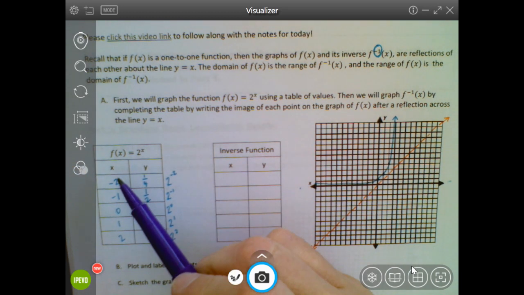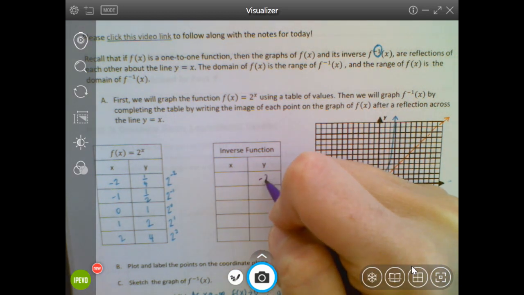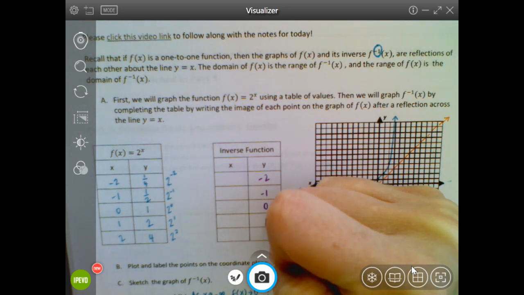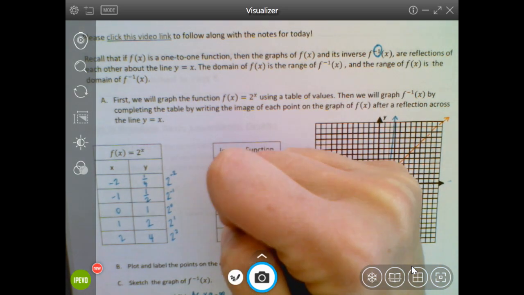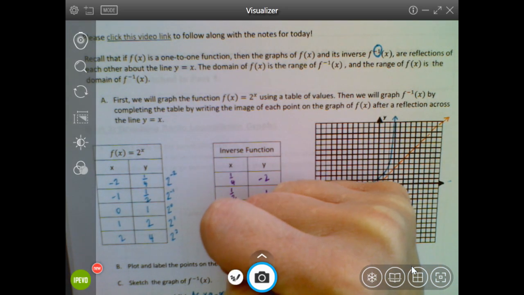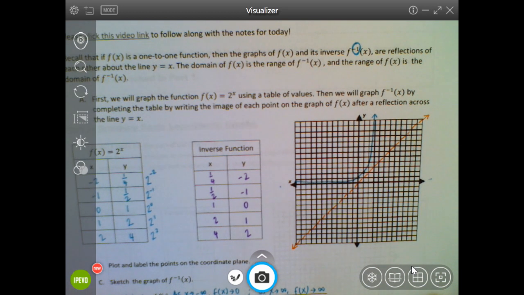So now my x column over here is going to become my y column over here. So put my -2, -1, 0, 1, and 2. And my y column over here is going to become my x column over here. So 1/4, 1/2, 1, 2, and 4. And I'm going to go ahead and graph this on my coordinate plane.